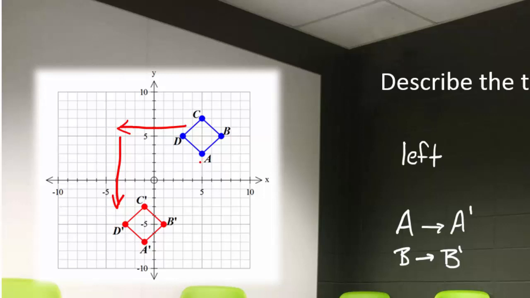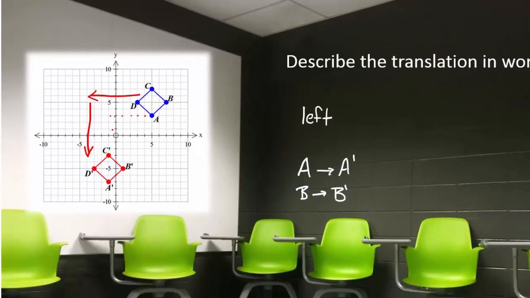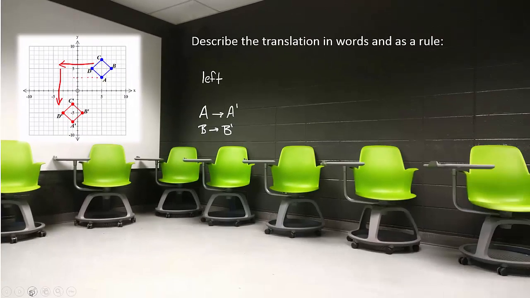And I want to figure out how many places left did I go until I'm level with A prime. And we went 1, 2, 3, 4, 5, 6. So we went left 6. So to describe this, we would say we went left 6 units.